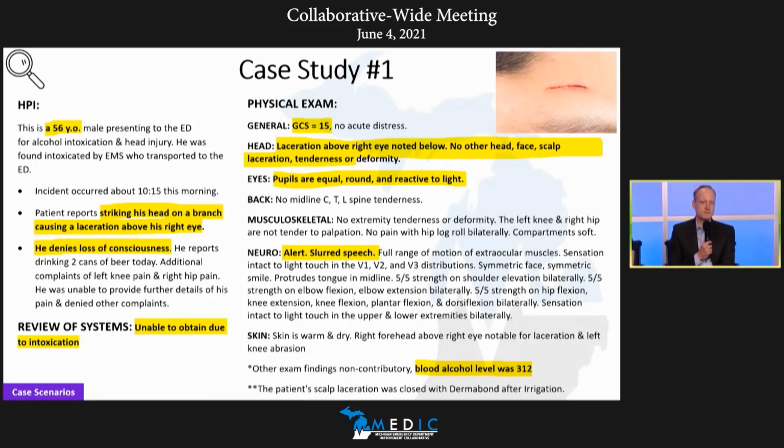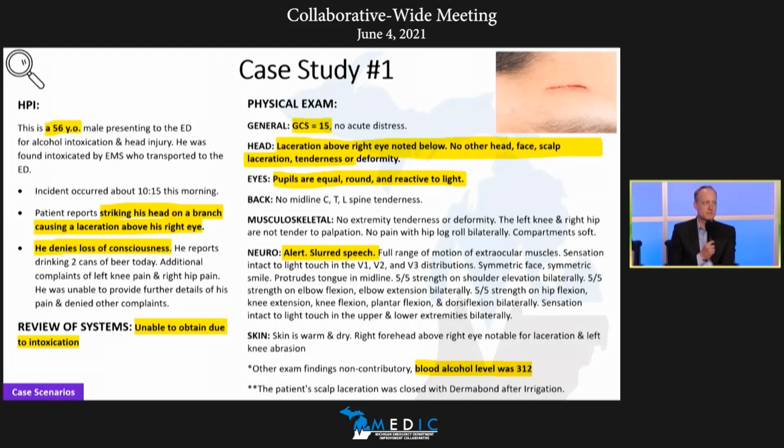We've got a 56-year-old man who hit his head. There's some alcohol intoxication mixed in here in the history. The injury occurred this morning, so we're in the 24-hour window to consider using the Canadian head CT rule. Looks like he struck his head on a branch and caused a laceration. You can see a picture of this laceration on the screen above his right eye.